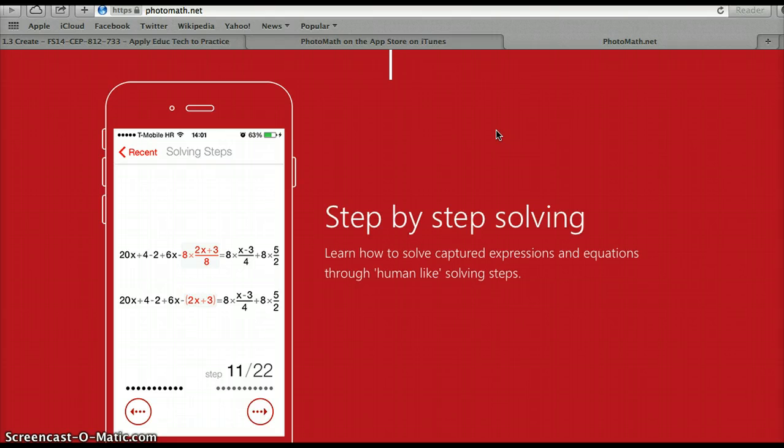So for me, this is a great app to help my students break those bad habits of guessing and solving the problem incorrectly, be able to check their answers, and have instant access to answers when they need them.